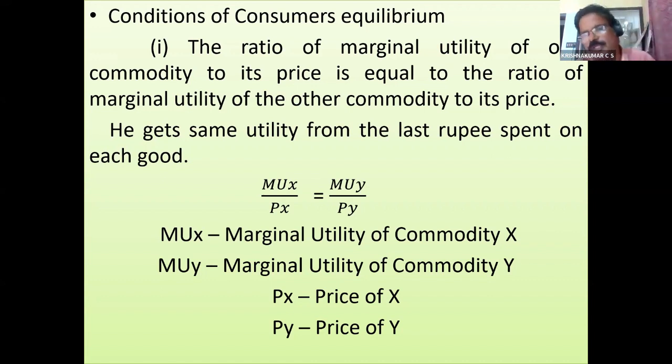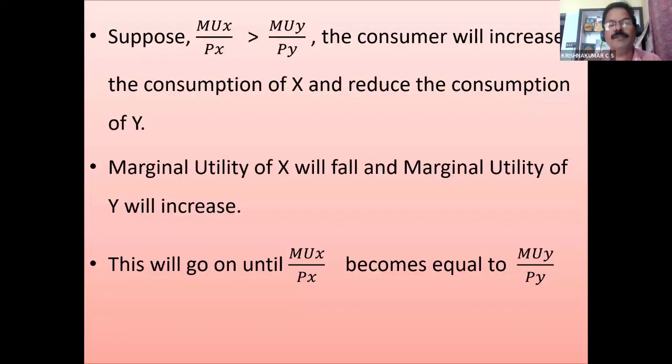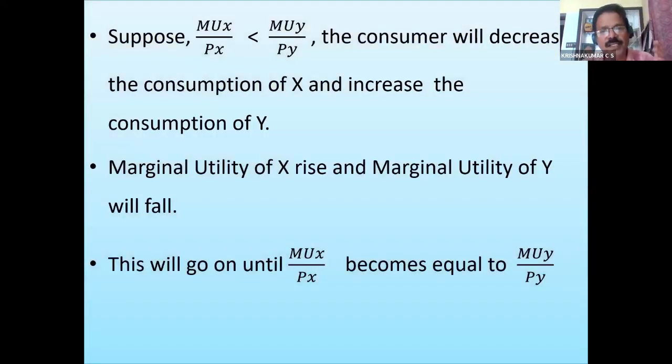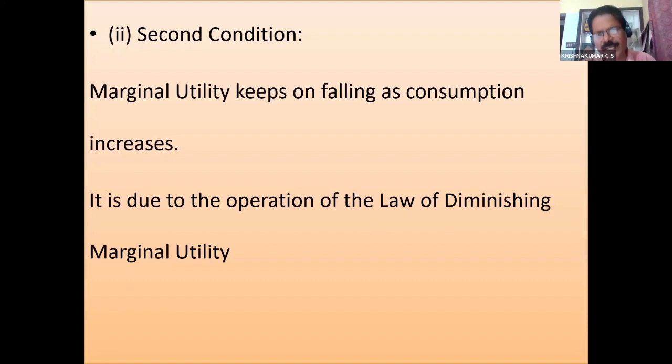Just the opposite will happen if MUX by PX is less than MUY by PY. He will increase the consumption of Y in that case, and he will reduce the consumption of X. When he increases the consumption of Y, its marginal utility will fall. And when he reduces the consumption of X, its marginal utility will rise. And this will go on until both become equal. So that is the first condition. The second condition is that marginal utility falls as consumption increases.